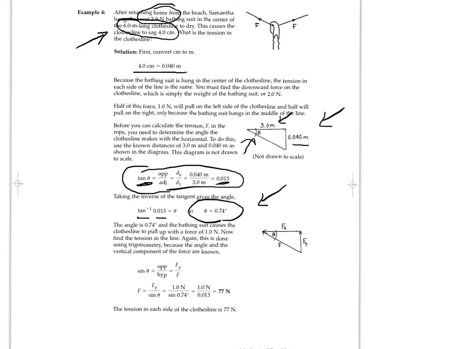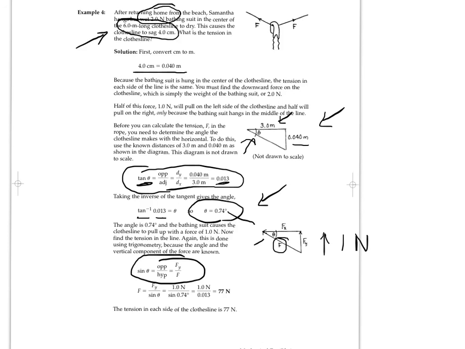Now we're going to work the other part of the problem. So now we've got the force, really it's the weight of that thing, and it's 2 newtons for the bathing suit, but we're only working with half, so that's going to be 1 newton. And we know the angle here is 0.74 degrees. Our goal is to figure out what our force is here. We don't really care about Fx. That's irrelevant to what we're trying to do. So we have an angle, we have the hypotenuse, and we have the opposite side. So in this case, we're going to use sine.